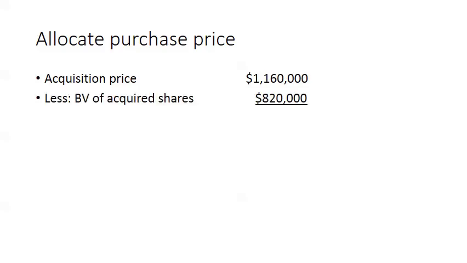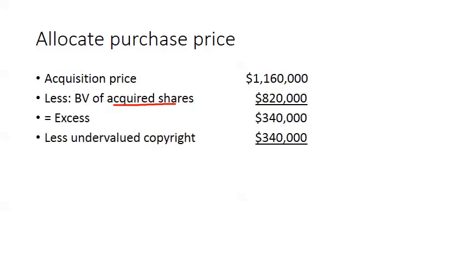So the first step is to allocate the purchase price as we showed a couple slides ago. We took the acquisition price, or the cost of the investment, and subtract out the book value of the acquired shares. Now again, be careful. If they give you the book value of the whole company, then you'd have to multiply it by the 40% we own. But the wording was the book value of the acquired shares. So that excess is $340,000. According to the problem, all of that excess is to be allocated to the undervalued copyright.